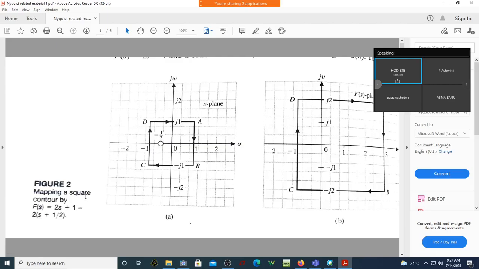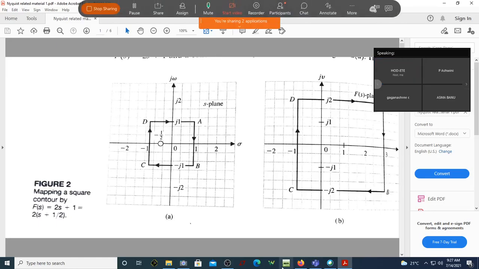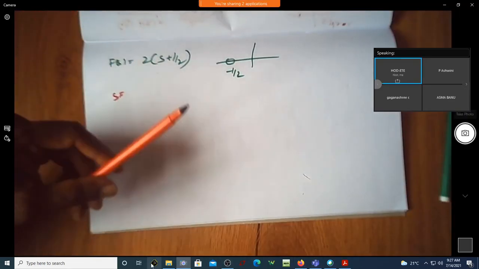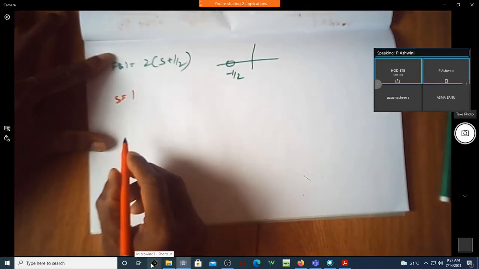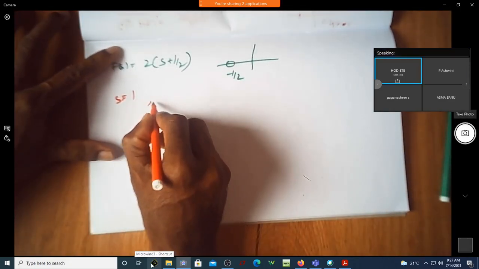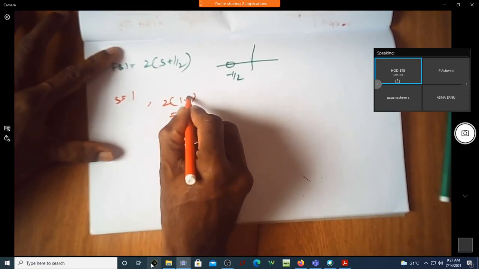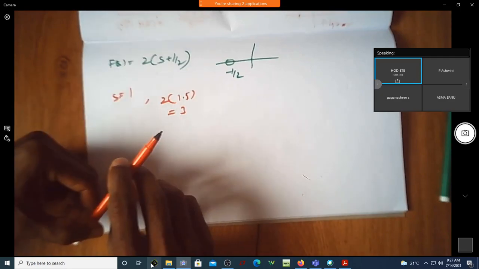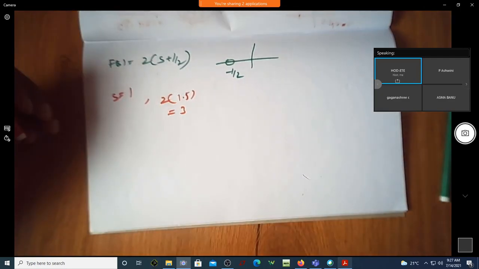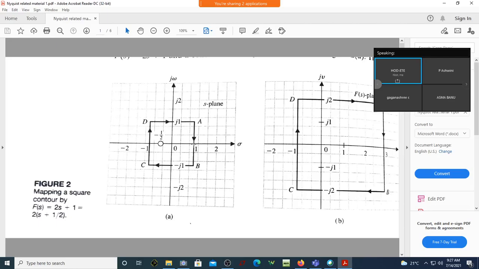Let me just do it for only one value. Let me take a simple one. So s is equal to 1, I'll take. If I take s is equal to 1, is it not 2 into 1.5? Is it not 3? Meaning, this point in the S plane is nothing but this point. Am I correct?